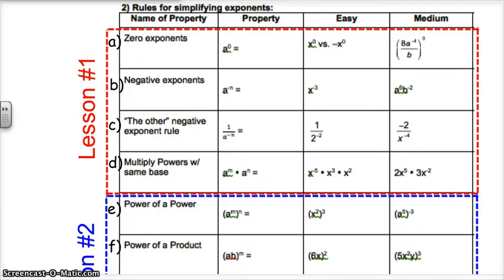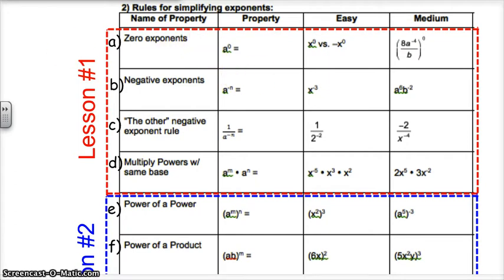Since this table is rather large, this video will be split into 2 pieces, as will the lessons. Lesson 1 is indicated by the rules highlighted in red, and then Lesson 2 will be a separate video. Those rules are indicated in blue. Let's begin with the exponent rule referred to as zero exponents.